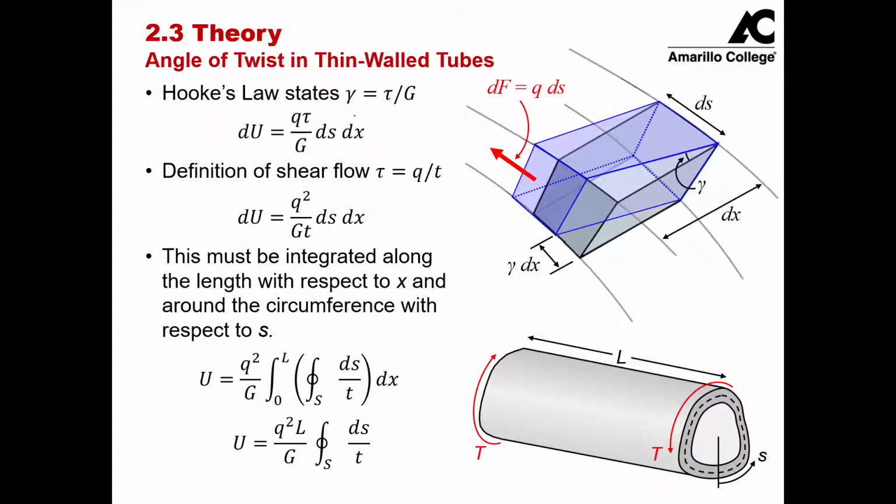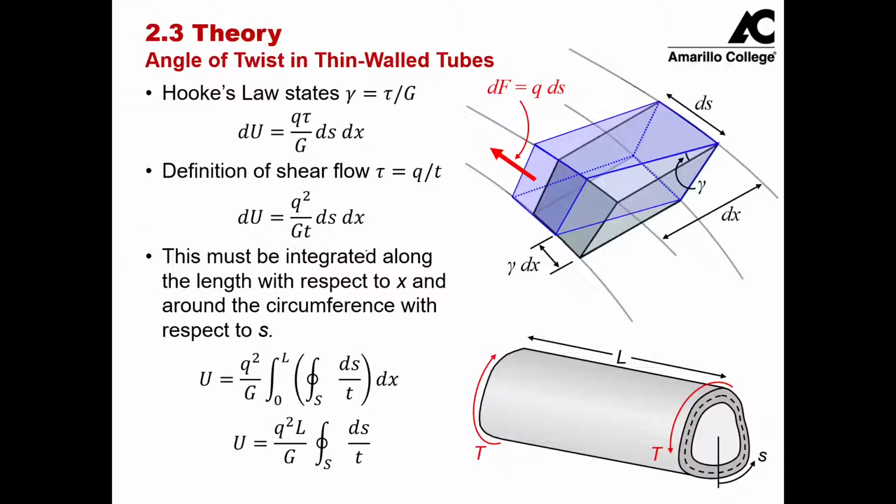When we plug that in, we get this new equation for our differential energy, where we have the shear flow times the shear stress divided by the modulus of rigidity times the ds dx lengths. Now we defined shear flow as being the shear stress times the thickness. So I can plug in for my shear stress Q over T, and I end up with this form of the equation right here.